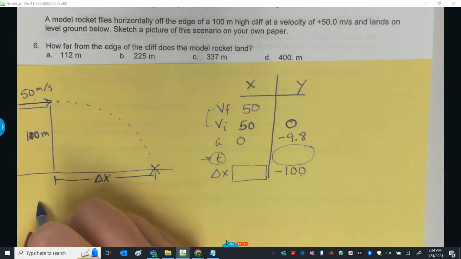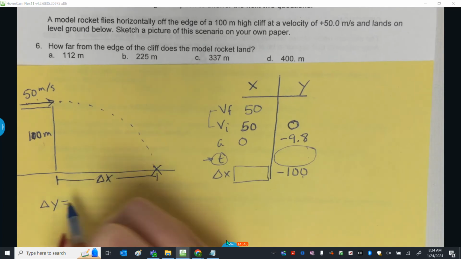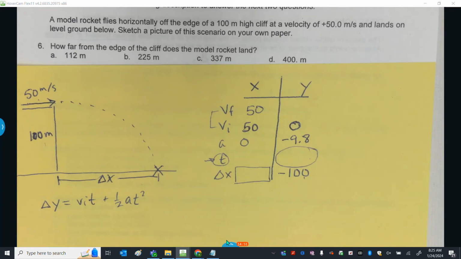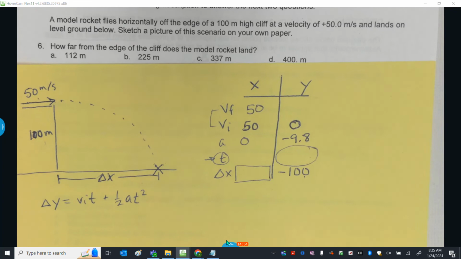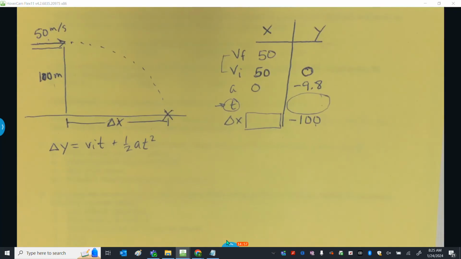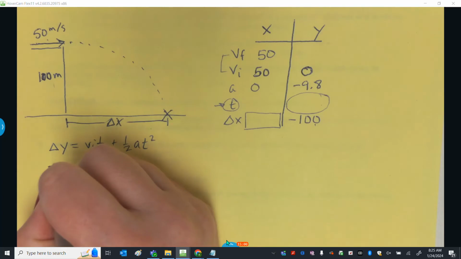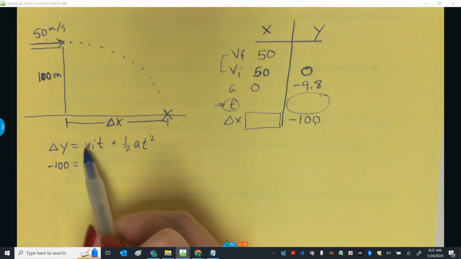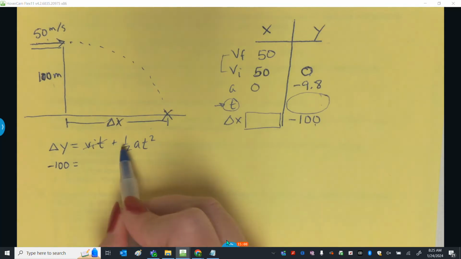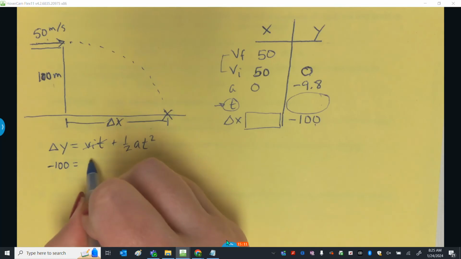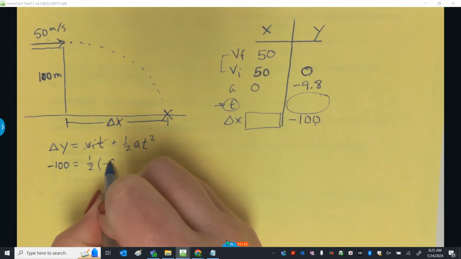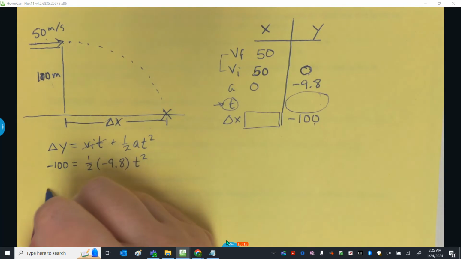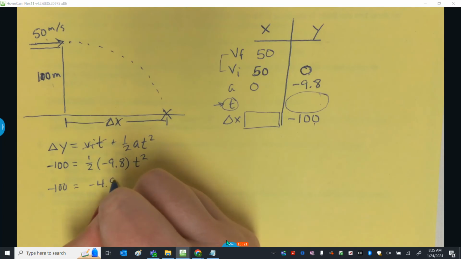The equation that we're going to use is this one: delta y equals VIT plus 1/2 AT squared, because that's the information we have. If we substitute into this equation, this will be negative 100 equals VI is 0. Therefore, VI times T will be 0. That whole thing's going to go away. 0 plus 1/2 times negative 9.8 times T squared. So this will be negative 100 equals negative 4.9 T squared.